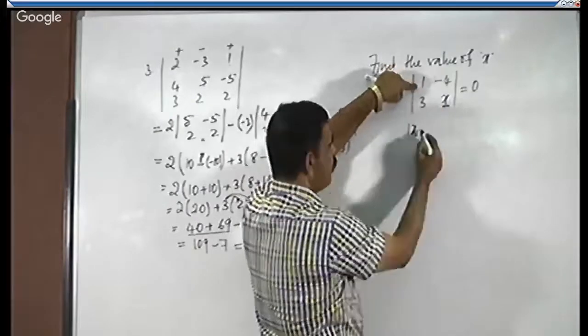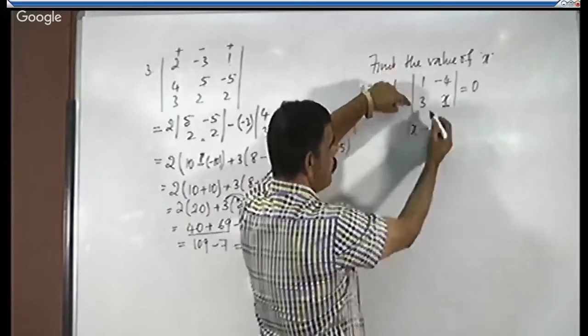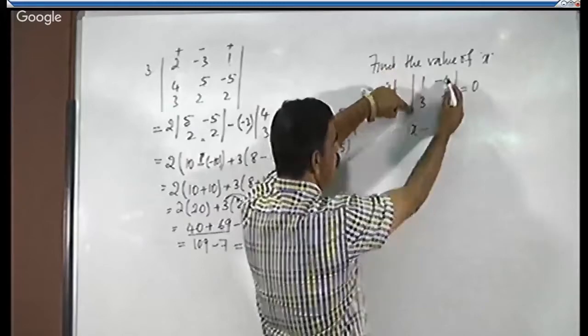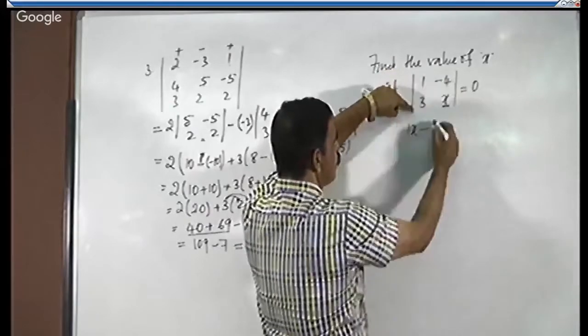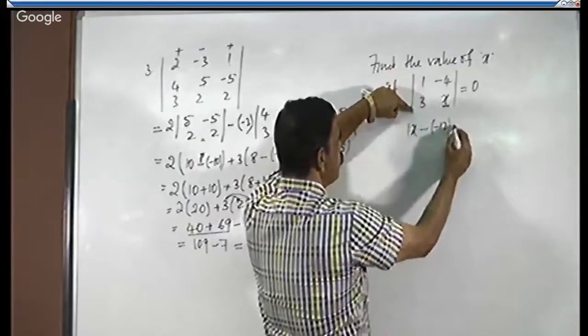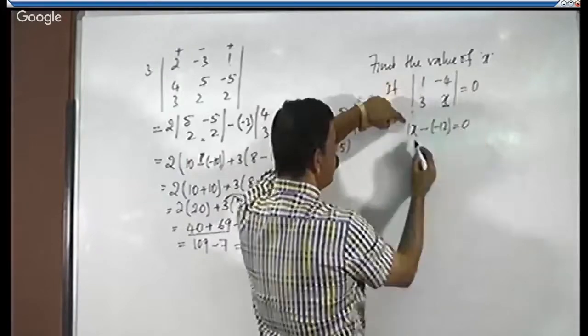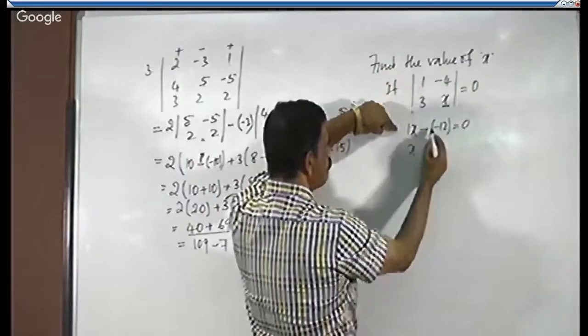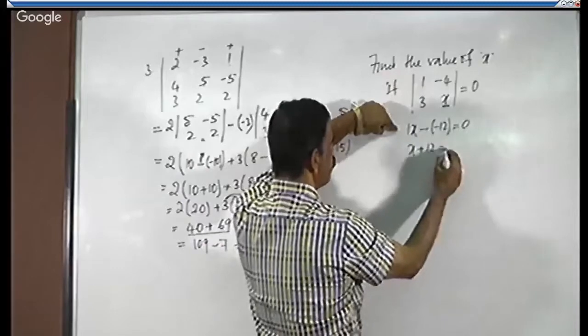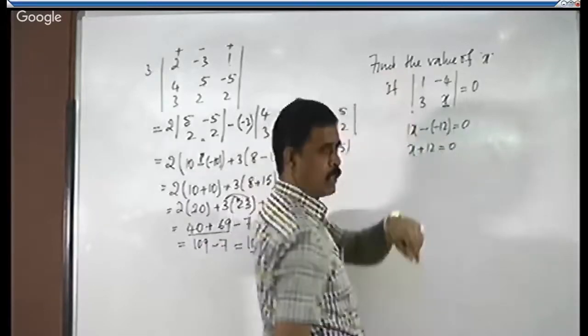Formula minus, put formula minus product of secondary diagonal elements. It is what? 3 into minus 4. It is minus 12, which is equal to what? It is 0. 1 into x is x. Minus into minus plus 12 is equal to 0. So x plus 12.